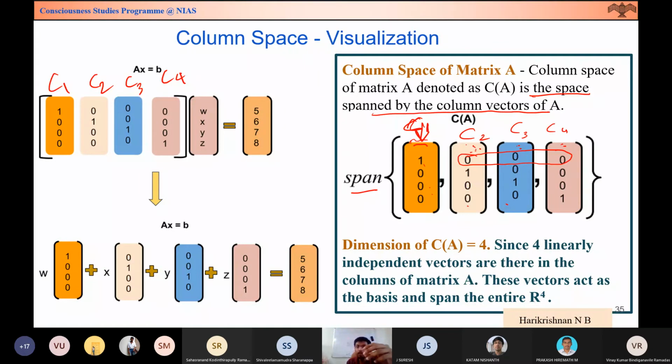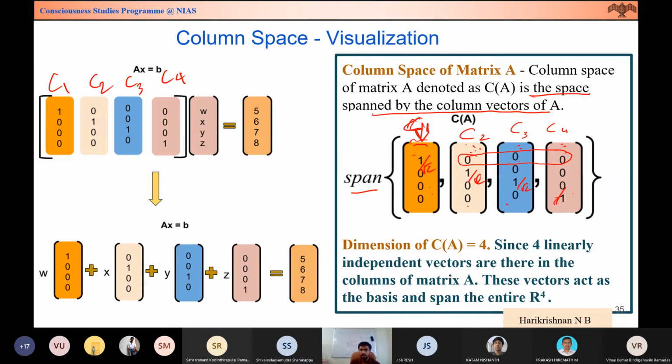And that is true for all of the other columns. If you take column 2, I cannot get column 2 by the linear combination of column 1, column 3, and column 4. So this is a 4-dimensional space, and they span the entire R power 4. R power 4 is the set of all vectors having 4 elements in it. So the entire R power 4 can be spanned by the linear combination of these basis vectors. Remember one more thing, basis vectors are not unique. There are infinitely many basis vectors. So I can even scale this, right? I can even have 1 by root 2, 0, 1 by root 2, 1 by root 2.